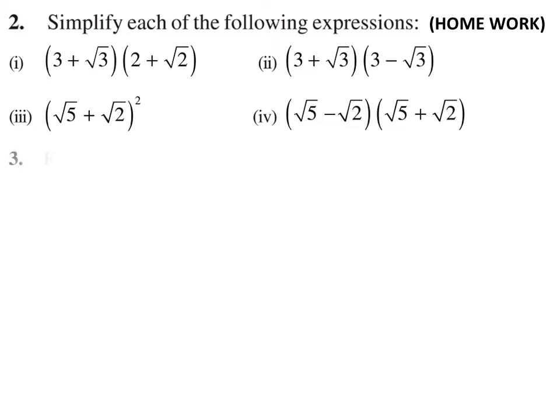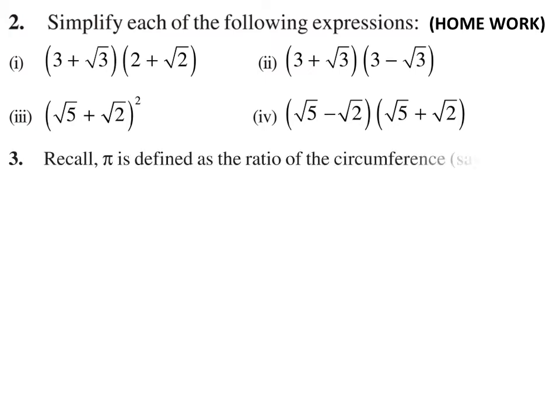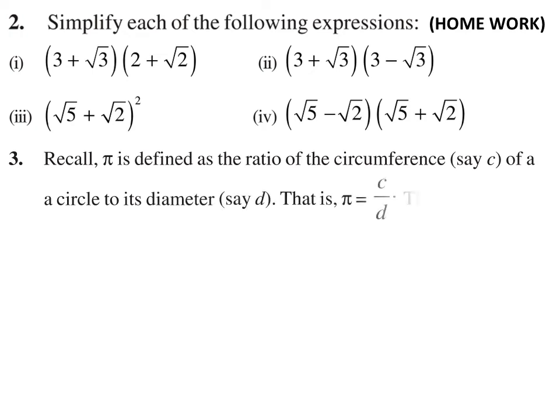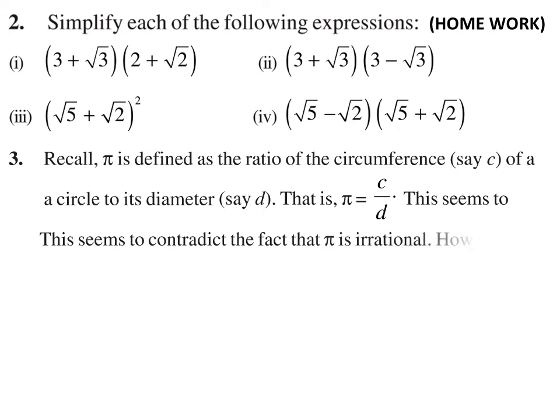Now the third question is: recall that pi is defined as the ratio of the circumference, say C, of a circle to its diameter, say D. That is, pi equals C by D. We have already studied in a previous class that pi is the ratio of the circumference of a circle to its diameter. So assuming pi is equal to C by D, it seems to contradict the fact that pi is an irrational number. So how will you resolve this contradiction?